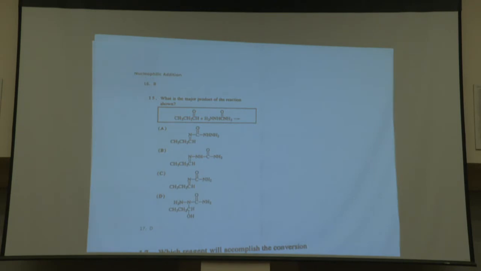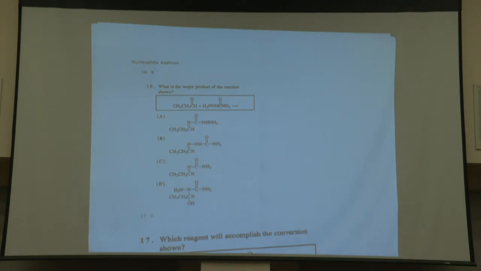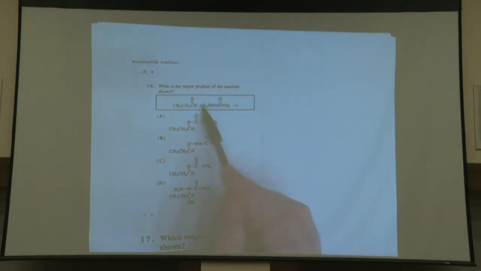Okay, so nucleophilic addition. What is the major product of the reaction shown? Now, I picked this problem because I feel like it's something that you guys have done, but there's so much going on that it might confuse you, right? You have 2 carbonyls, you have double N's right here, and you have an N over here, right? So it's kind of a lot.